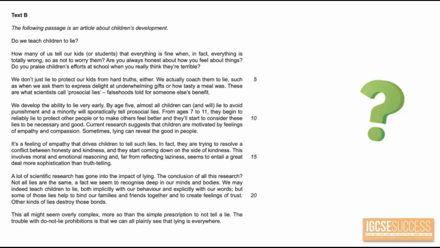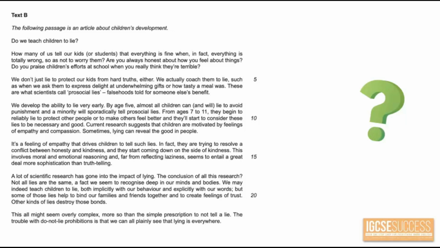How many of us tell kids or students that everything is fine when, in fact, everything is totally wrong, so as to not worry them? Are you always honest about how you feel about things? Do you praise children's efforts at school when you really think they are terrible? We don't just lie to protect our kids from hard truths either. We actually coach them to lie, such as when we ask them to express delight at underwhelming gifts or how tasty a meal was. These are what scientists call pro-social lies, falsehoods told for someone else's benefit. They're okay if it's going to prevent some sort of conflict or make someone upset, right?